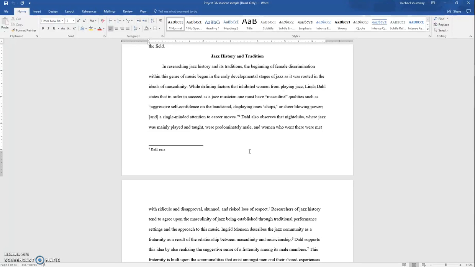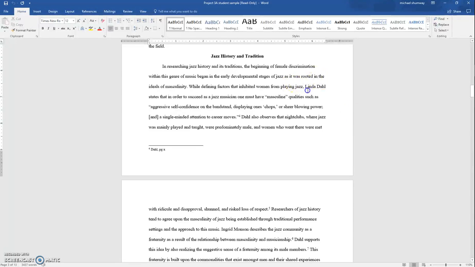And so let's take a look here. "In researching jazz history and its traditions, the beginning of female discrimination within this genre of music began in early developmental stages," etc. So a brief introduction of the topic, and then boom, we're right into our first source. So Linda Dahl, which is our first source, states that in order to succeed as a jazz musician, one must have masculine qualities. And then we have a quote that's backing up what Linda Dahl says.